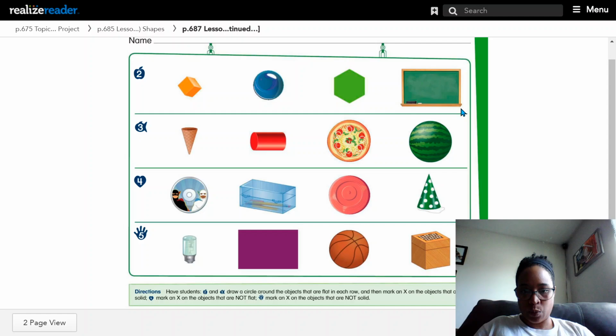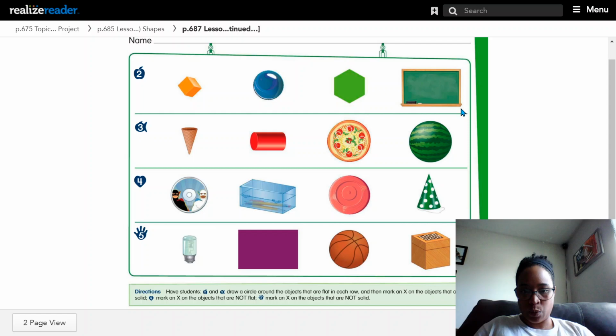So let's check out number 2 in the apple. Do you see any flat two-dimensional shapes here? We can only see one side of the shape, just one side. How about this shape here?